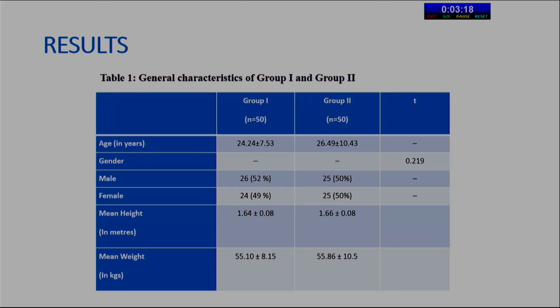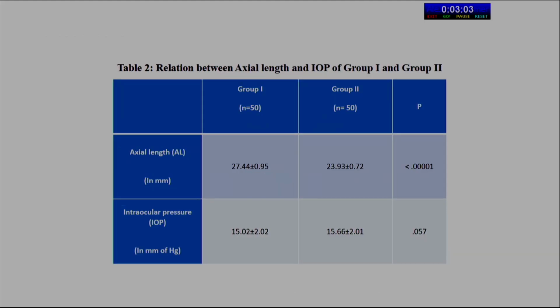Results. Both the groups were well cross-matched in terms of age and gender, with the mean age being 24.24 years in group 1 and 26.49 in group 2. We also saw the relationship between the axial length and IOP of group 1 and group 2. The group 1 axial length was 27.44 and in group 2 it was 23.93. The intraocular pressures of both the groups show no significance.